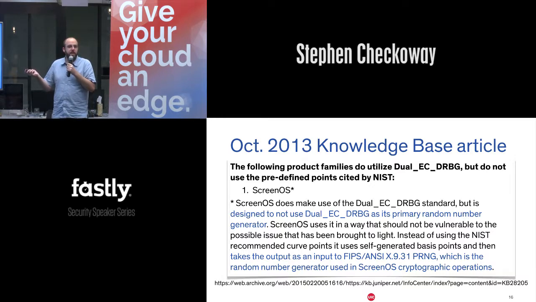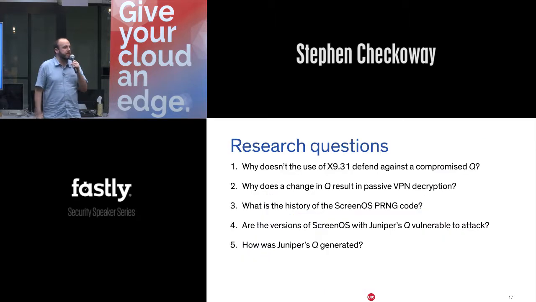Given this, it seems like there's a bit of a disconnect here. And so this raises a number of questions for us. First, why doesn't the use of X9.31 preclude an attack based on knowing this value d for dual EC? Two, why does a change in Q actually result in passive VPN decryption? And just because you have a backdoored random number generator doesn't necessarily mean that you have a broken network protocol.